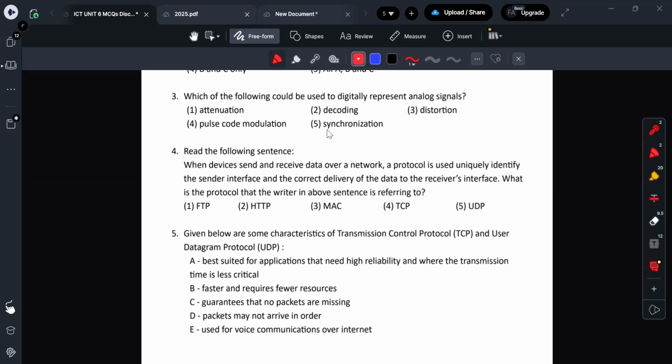Okay, the next question asks which of the following could be used to digitally represent analog signals. What is the answer? They are saying analog to digital representation. Let's see. Attenuation. What does that mean?